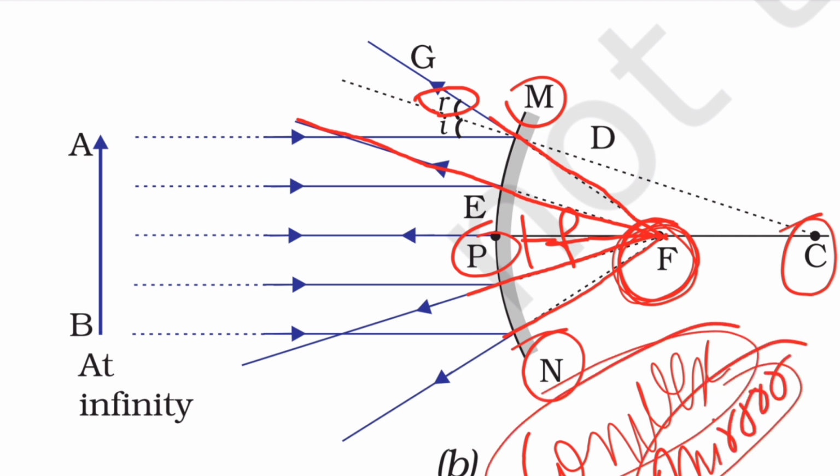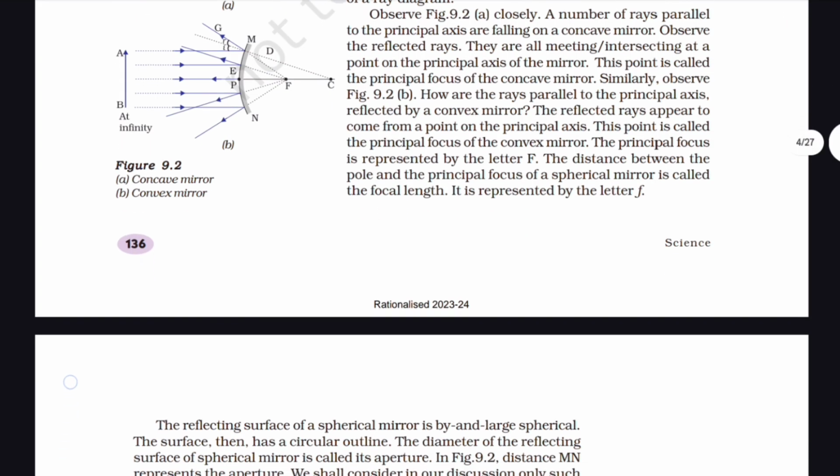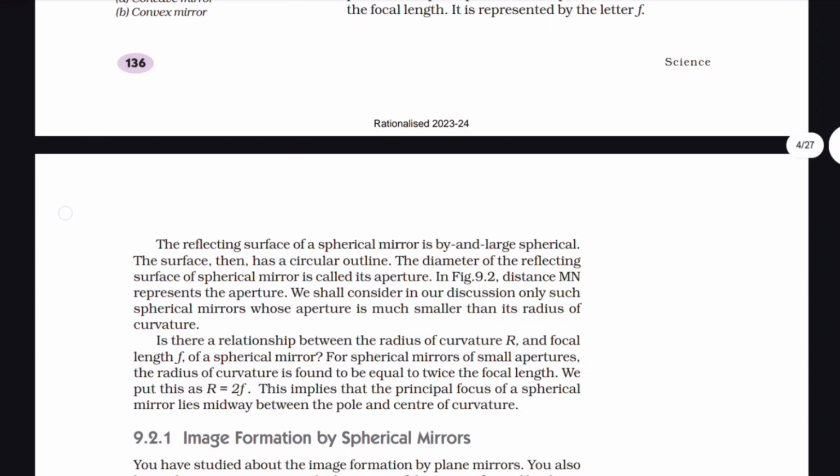You have to draw the diagram carefully. These are all the points you have to mention here. These are all very important for your studies. Next we are moving further.